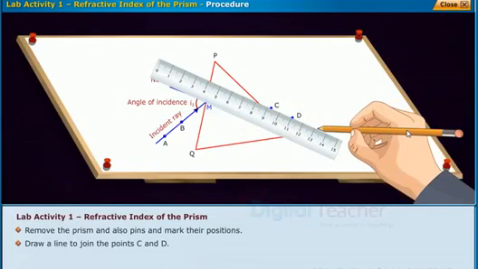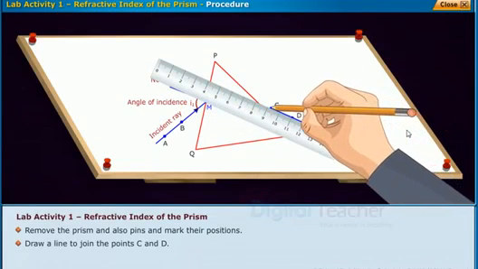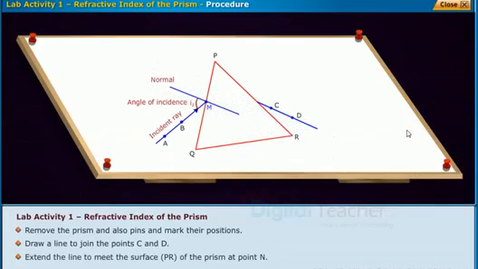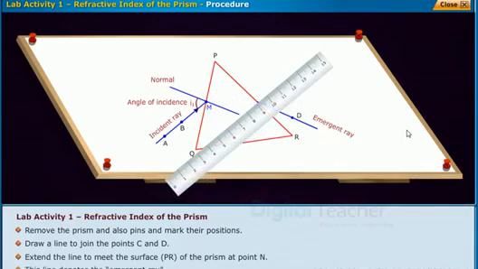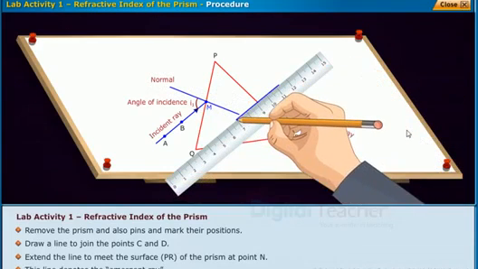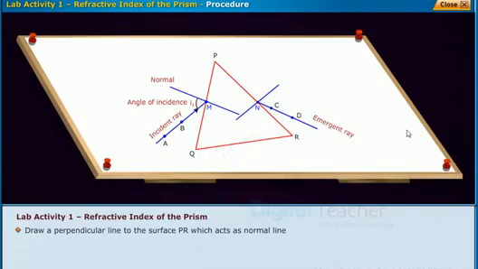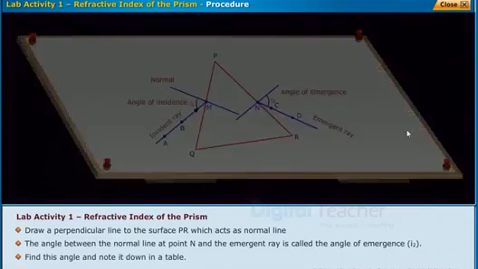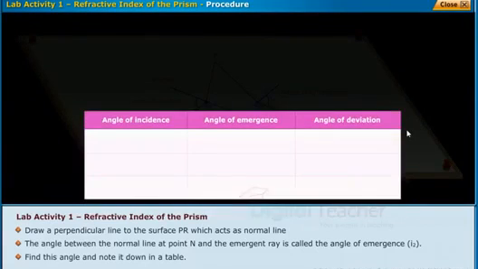Draw a line to join the points C and D. Extend the line to meet the surface PR of the prism at point N. This line denotes the emergent ray. Draw a perpendicular line to the surface PR which acts as normal line. The angle between the normal line at point N and the emergent ray is called the angle of emergence I2. Find this angle and note it down in a table.